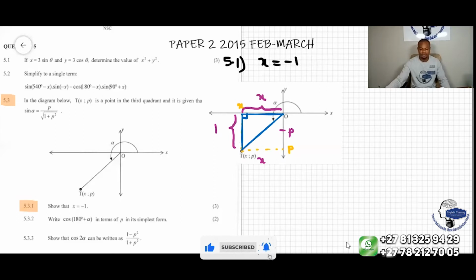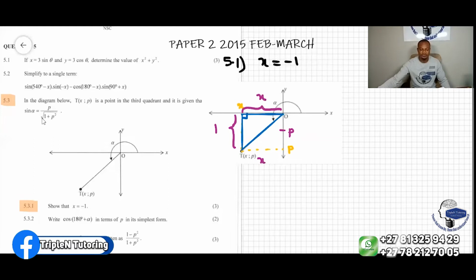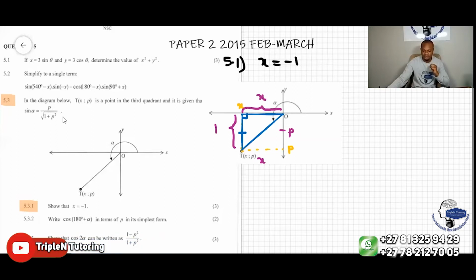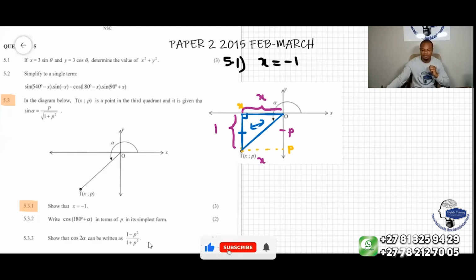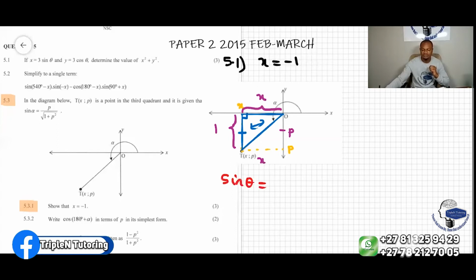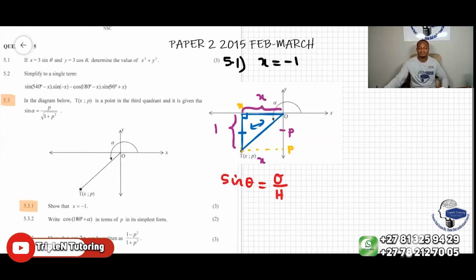All we do know is that in the equation, it is said that sin of alpha is equal to p over square root of 1 plus p squared. So we need to prove that. What do we know? Our angle is there. This side is called opposite to the angle because it is opposite to the angle. And then we can use sine of the angle. We do know that sine of the angle theta is always equal to opposite over hypotenuse, O over H.